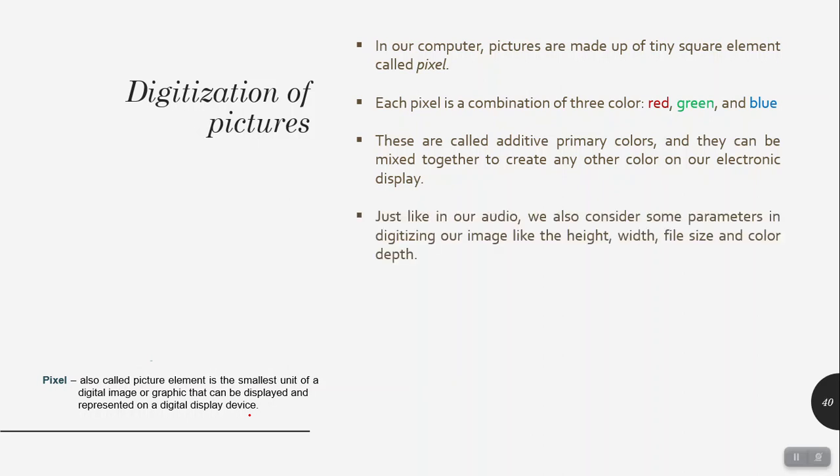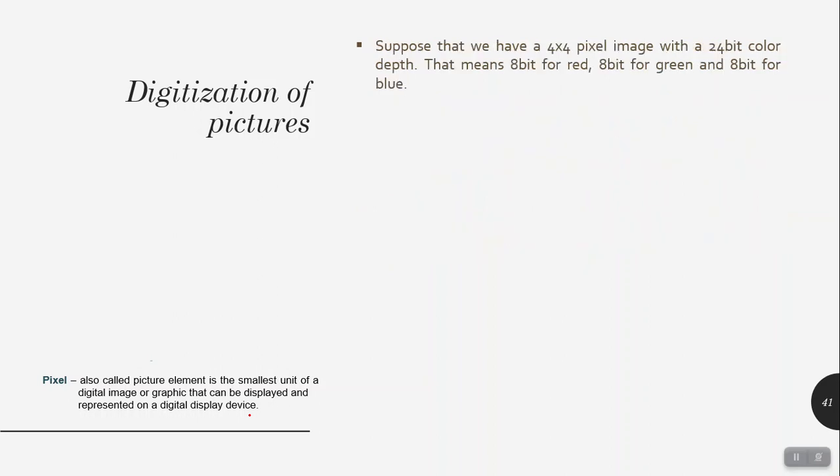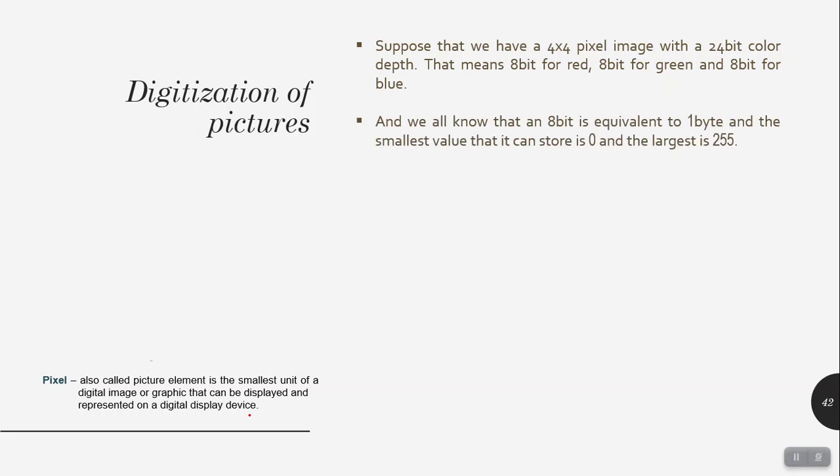So just like in our audio, we also consider some parameters in digitizing our image, like the height, width, file size, and color depth. So suppose that you have a 4x4 pixel image with a 24-bit color depth. That means 8 bits for red, 8 bits for green, and 8 bits for blue. And we all know that 8 bits is equivalent to 1 byte, and the smallest value that it can store is 0, and the largest is 255.